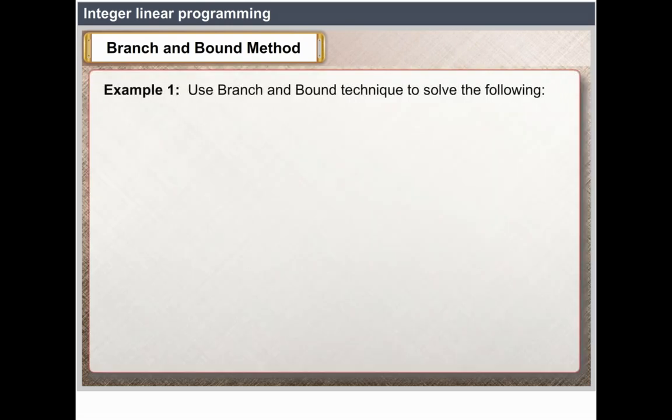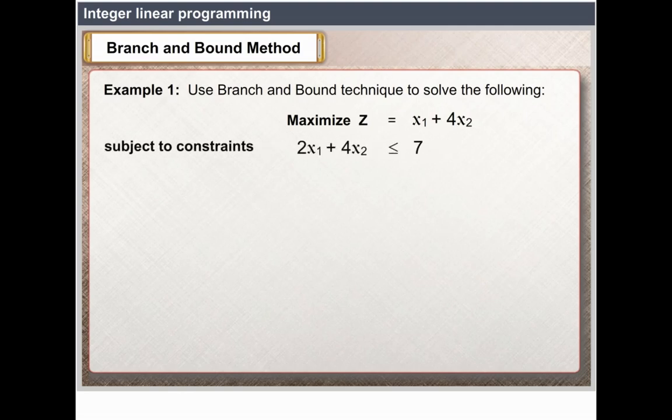Example 1. Use branch and bound technique to solve the following. Maximize z = x1 + 4x2 subject to 2x1 + 4x2 ≤ 7, 5x1 + 3x2 ≤ 15 and x1, x2 ≥ 0 and integers.